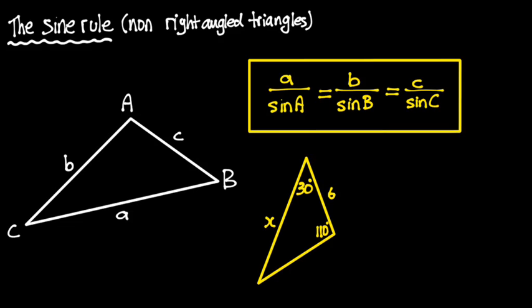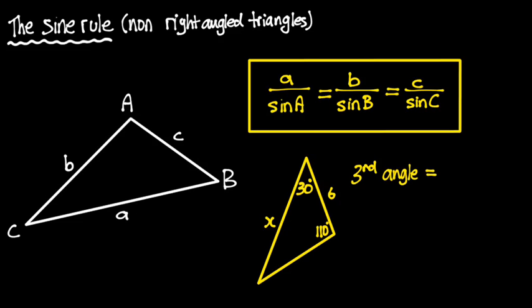Here's a sample triangle and we're wanting to work out what is the length of side x. Now we can see that it's not a right angle triangle given these angles, so we're not going to be able to use our trigonometric ratios, but we are going to be able to apply this sine rule.